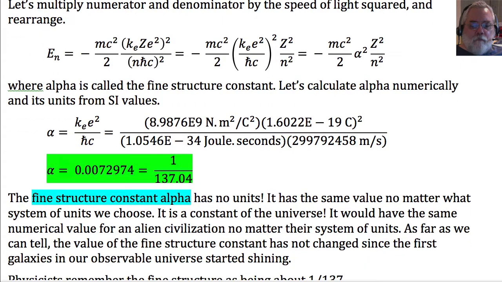It has the same value no matter what system of units we choose. It's a constant of the universe. It would have the same numerical value for an alien civilization no matter their system of units. As far as we could tell, the value of the fine structure constant has not changed since the first galaxies in our observable universe started shining.